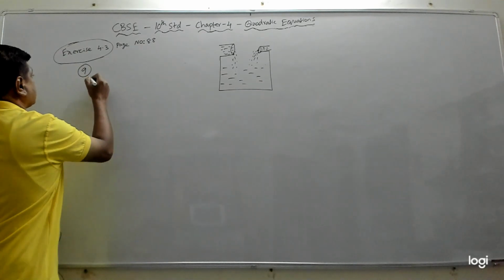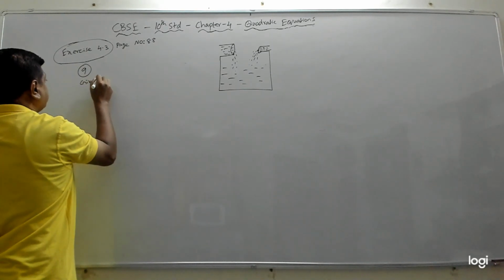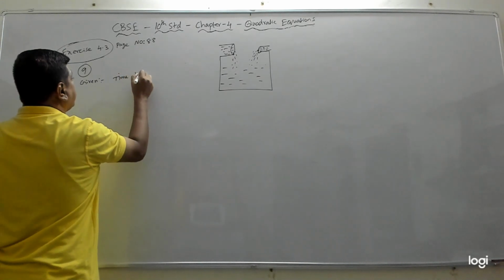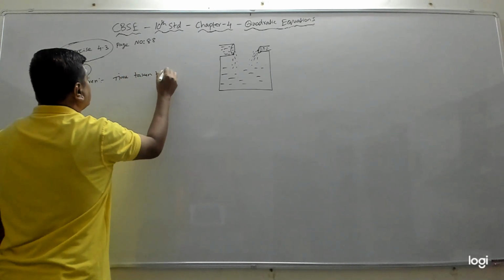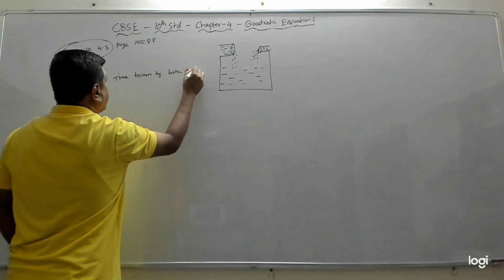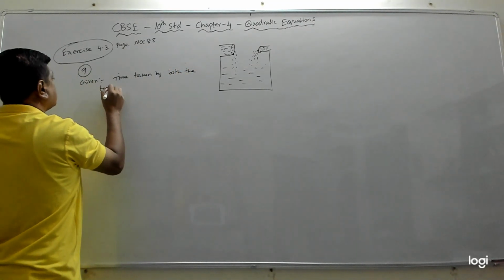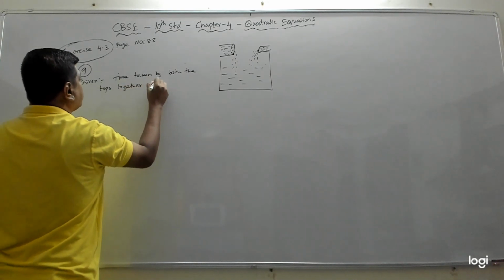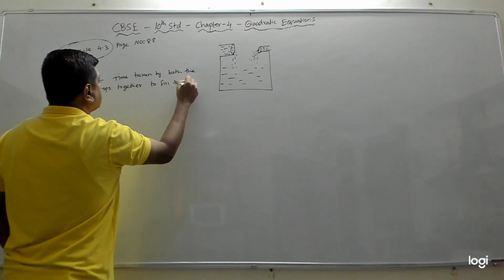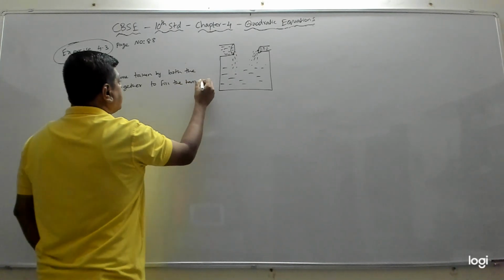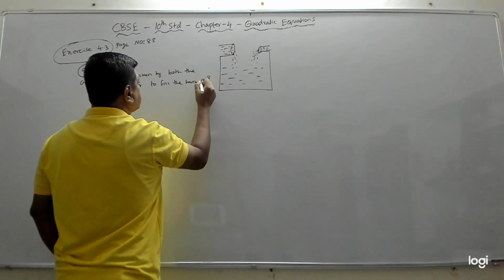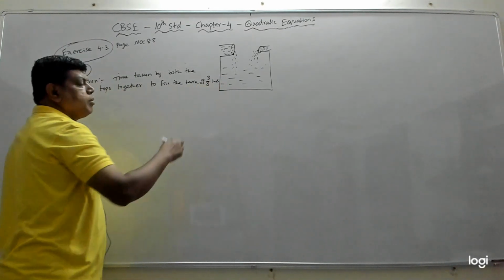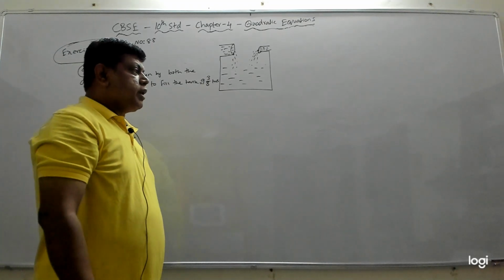So we'll write what is given. What is given in the question is: time taken by both the taps together to fill the tank is 9 3 by 8 hours. It takes 9 3 by 8 hours to fill the tank.